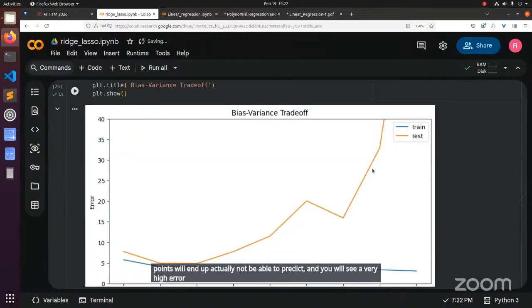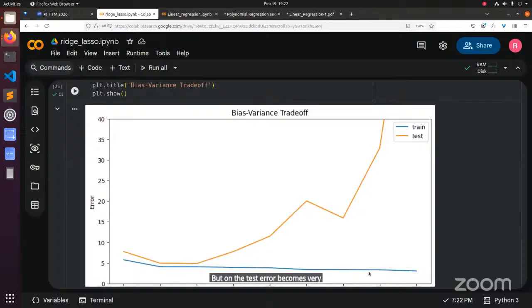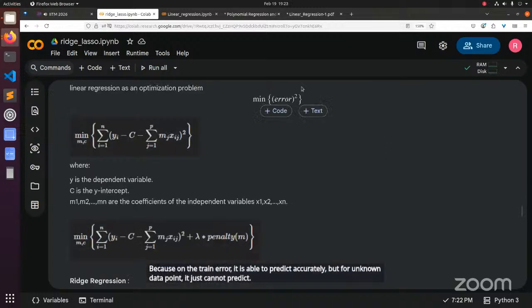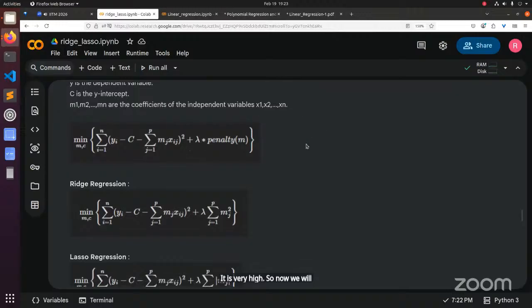So this is why the test error becomes very high, and the train error is still very low, because on the train data it is able to predict accurately, but for an unknown data point it just cannot predict. It is very high. So now we will apply lasso and ridge.